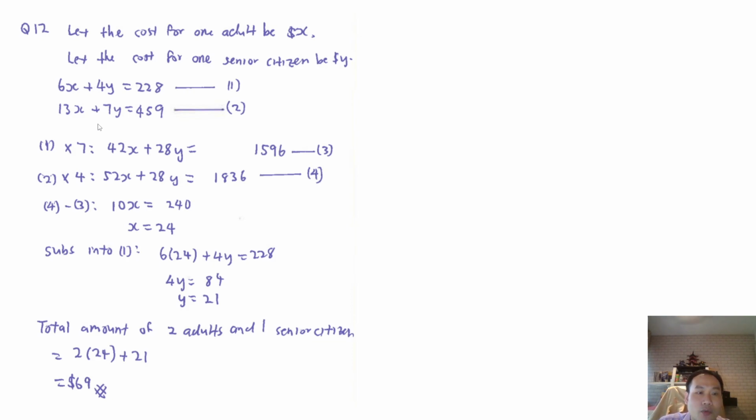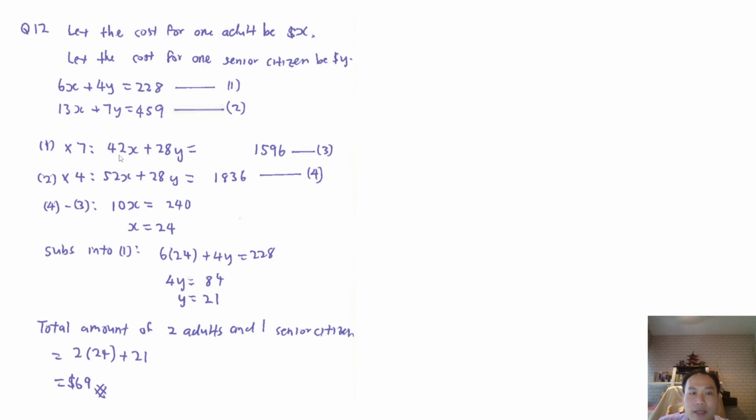So to get that, what we are trying to do is this. In this case, we are trying to make the coefficient of y the same. So 4x, if I multiply by 7, I get 28. 7y, if I multiply by 4, I get 28. So that's what I'm going to do. So equation 1 will times 7.